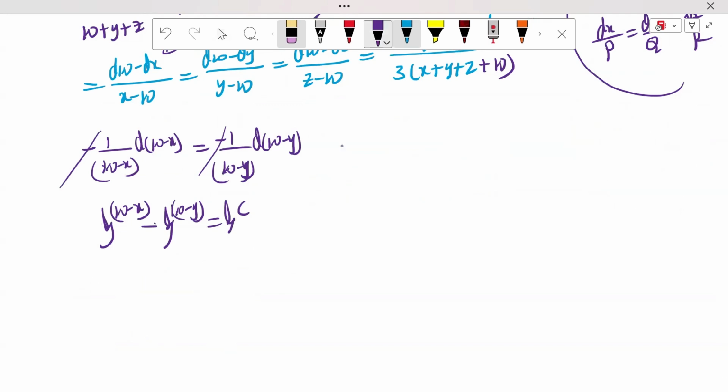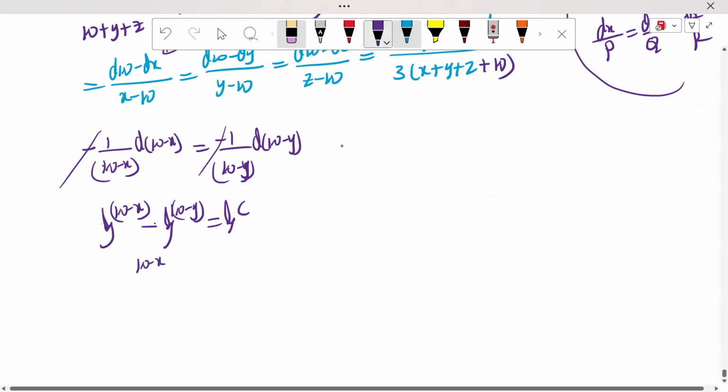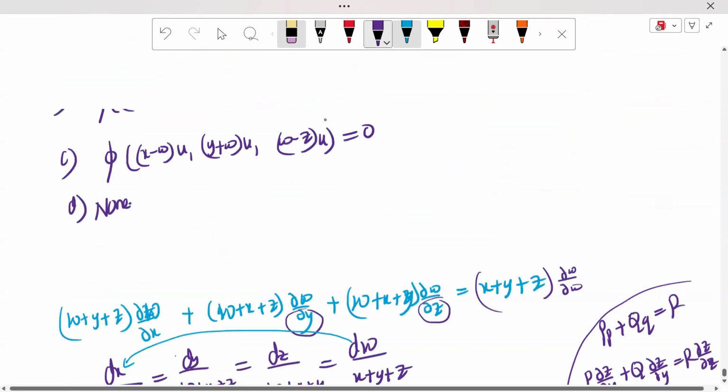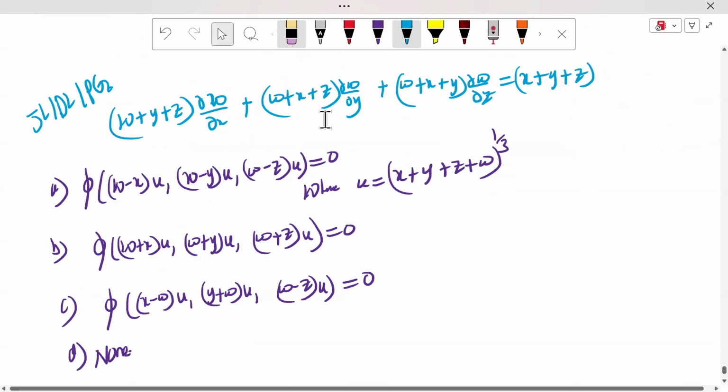It is nothing but logarithm of (w minus x) by (w minus y) is equal to c1, sir. Where is the option, sir? This is not a solution, because every option contains something else, so this is not a solution.